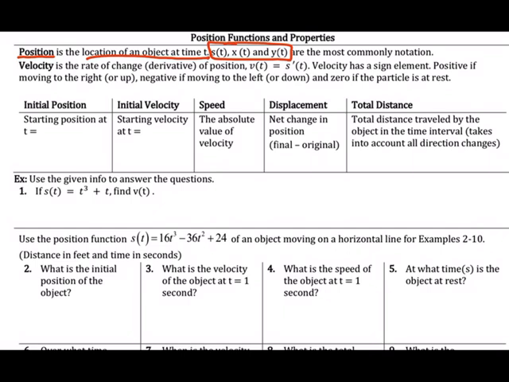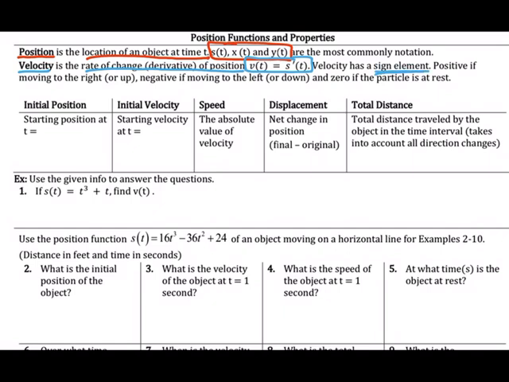Something that calculus allows us to say is that velocity is really just the rate of change of position, which means that the velocity vector, or the velocity, is equal to the derivative of the position. So if I have a function for position, I can take the derivative of that to find the velocity function.